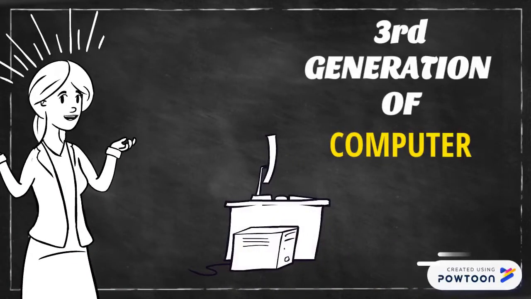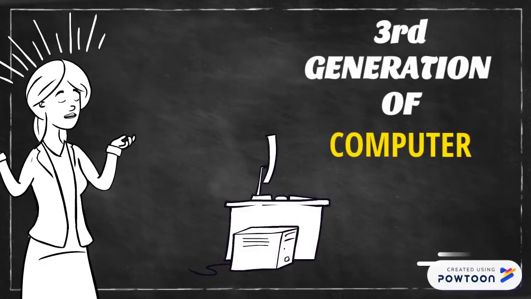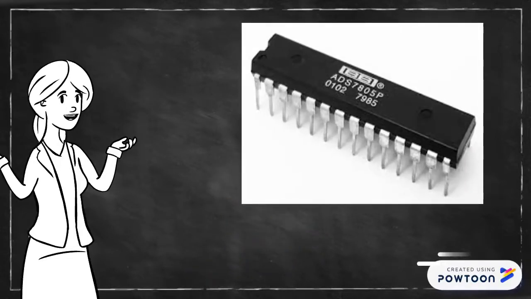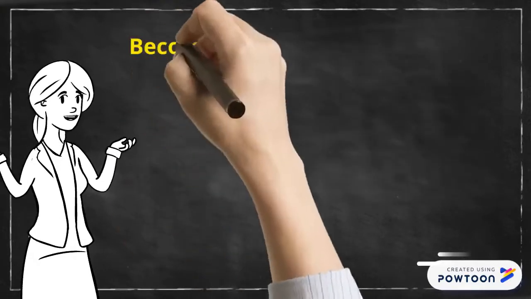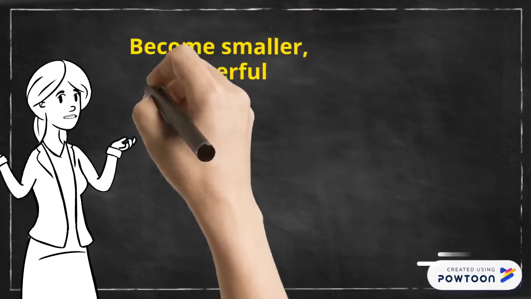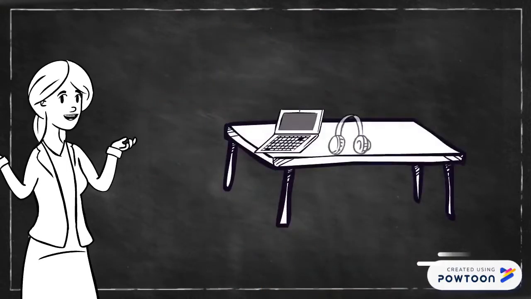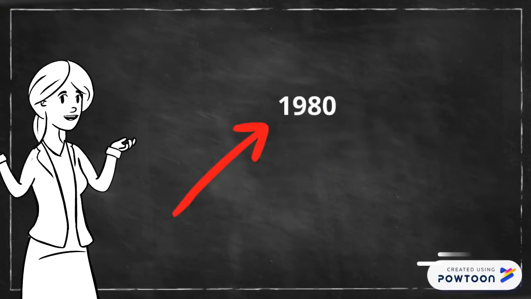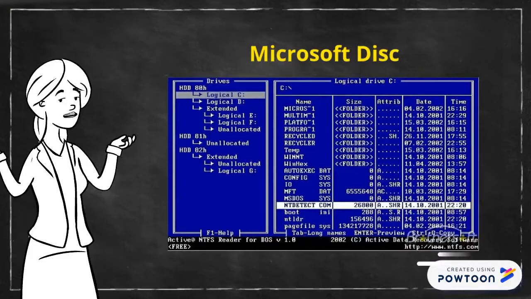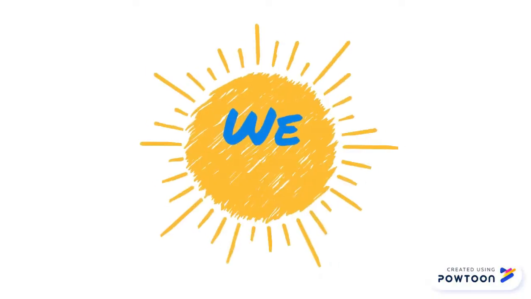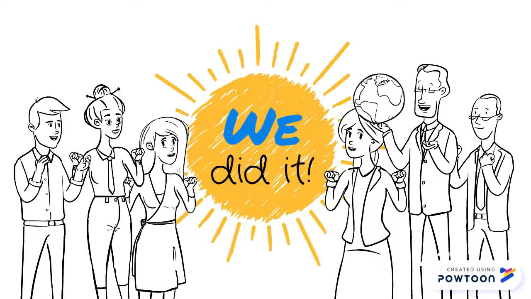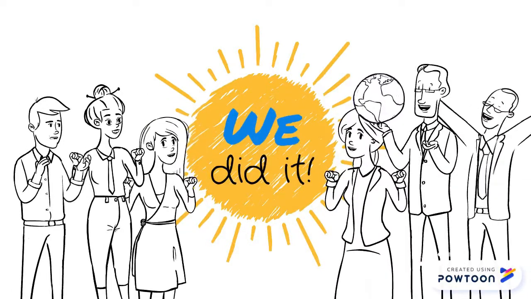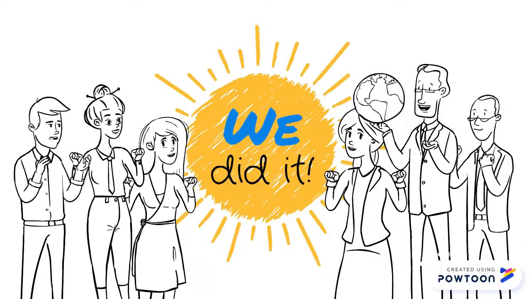The third generation of computers to the present. The invention of the integrated circuit brought us the third generation of computers. With this invention, computers became smaller, more powerful and more reliable, and they were able to run many different programs at the same time. In 1980, Microsoft Disk Operating System was born, and in 1981, IBM introduced the personal computer for home and office use.